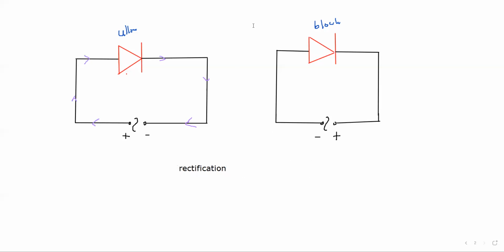Is it clear? The working of a diode in a circuit. The next circuit component is known as thermistor.